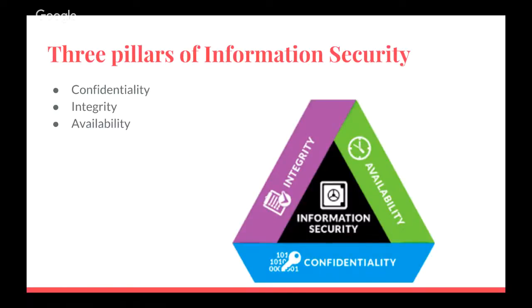The three pillars of information security, which are more tied to information assurance, are confidentiality, integrity, and availability. Confidentiality is the property that information is not made available or disclosed to unauthorized individuals, entities, or processes. Integrity means assuring the accuracy and completeness of data over its entire life cycle. This means that data cannot be modified in an unauthorized or undetected manner.